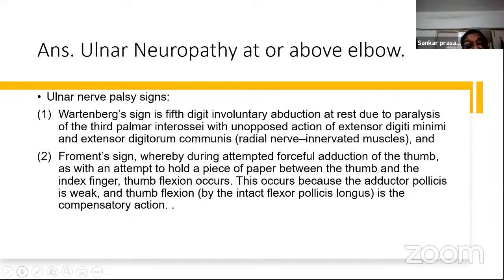That is the Wartenberg sign, and the Froment sign, whereby during attempted forceful adduction of the thumb, as with the attempt to hold a piece of paper between the thumb and the index finger, thumb flexion occurs. This occurs because adductor pollicis is weak, and thumb flexion by the flexor pollicis longus is the compensatory action. This test is frequently done in our OPDs. And the Froment sign and Wartenberg sign are very useful tests to remember.